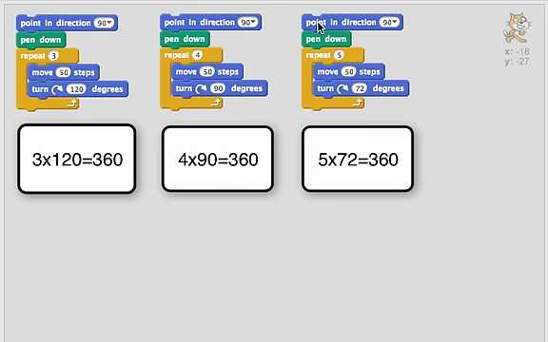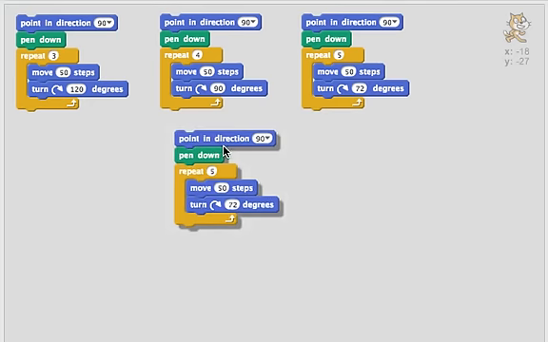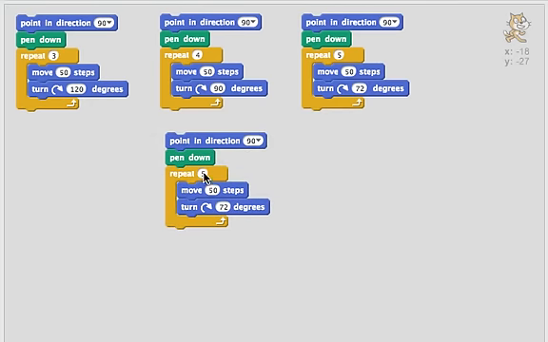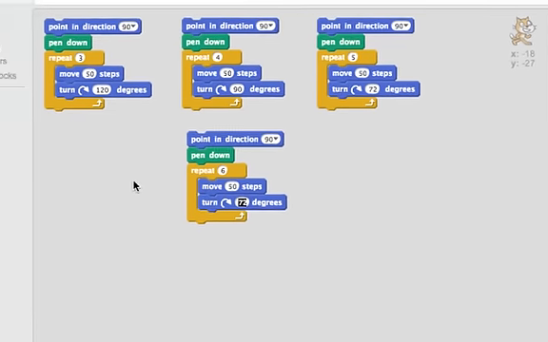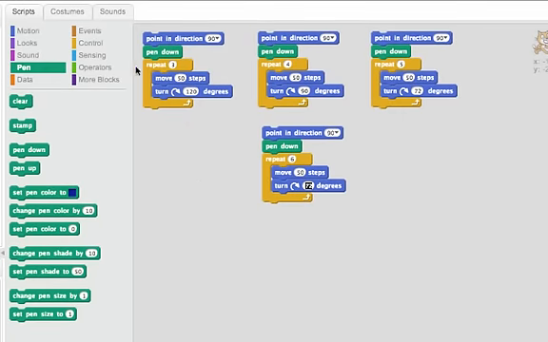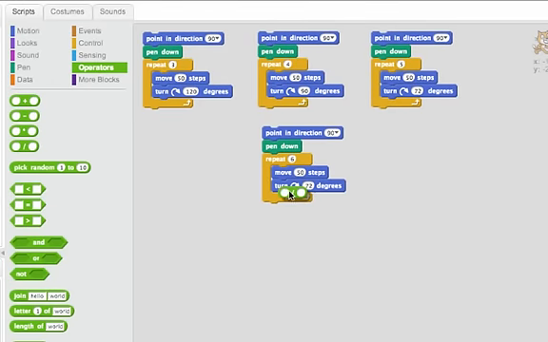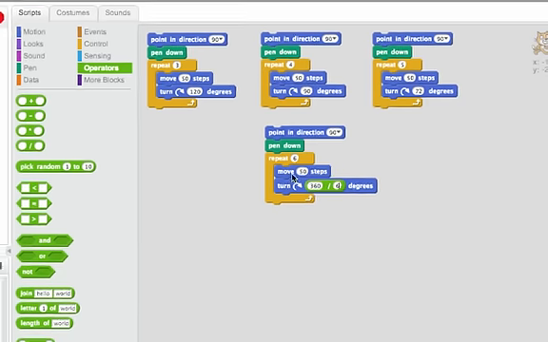Let's see if we can use that to figure out how to draw a hexagon. So I make a copy, and I know I need to repeat six times because I have six sides to my hexagon. To figure out how many degrees I put in there, what I want to do is 360 divided by six. I can have Scratch do the math for me, and I can just say 360 divided by six. Let's see if that works.